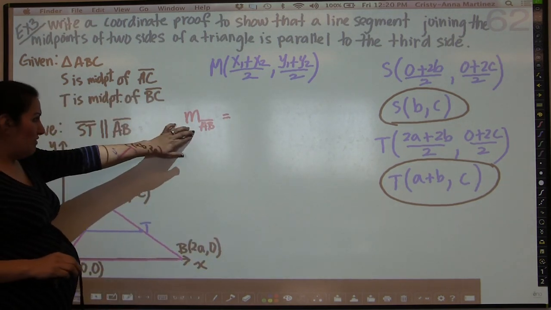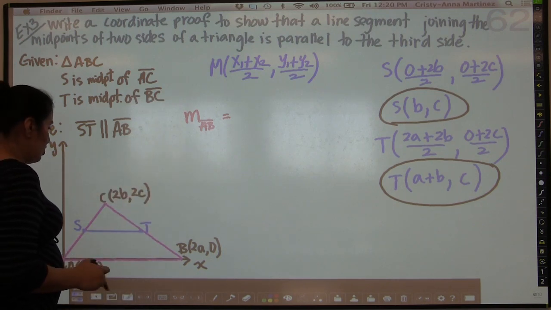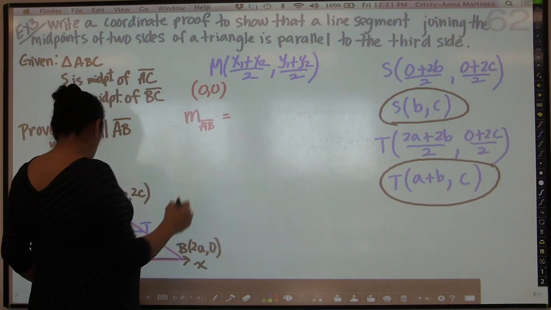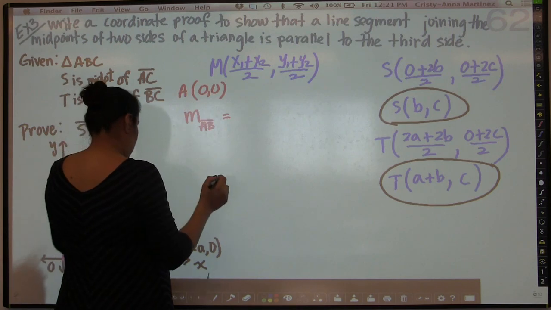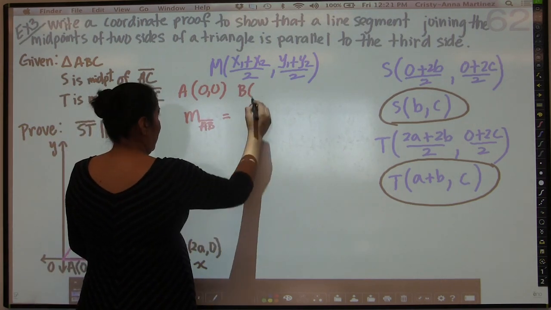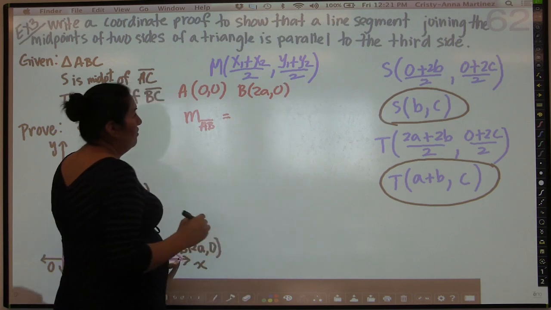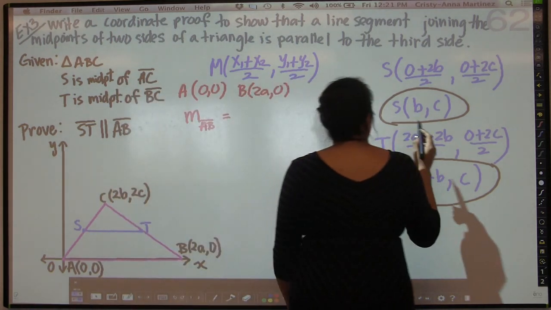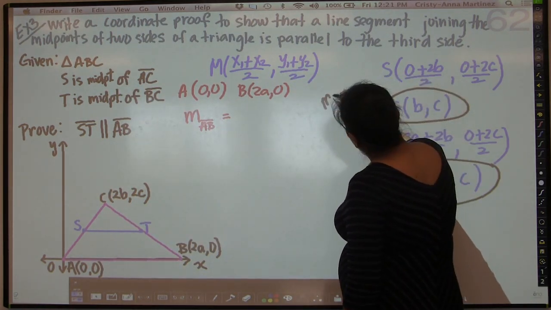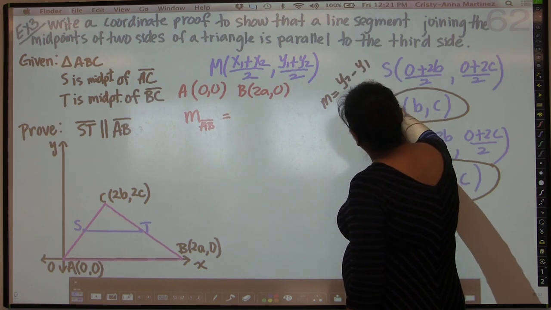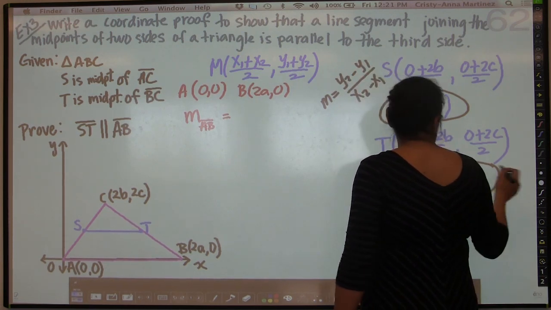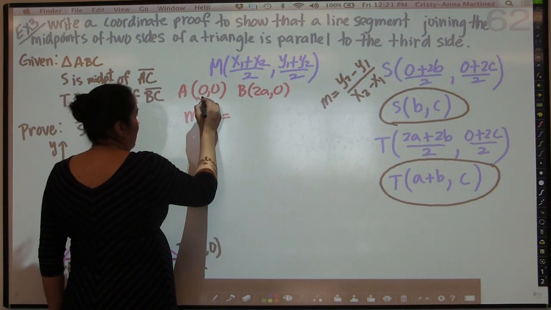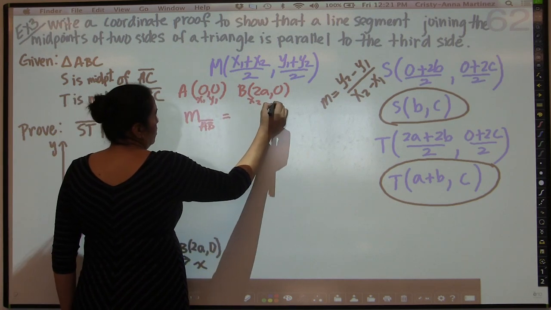So this represents the slope of AB, and you remember that with the slope of AB, you take the two points. So I have 0, 0, that's point A, and B was 2a, 0. The formula for slope, if you don't remember, is y2 minus y1 over x2 minus x1. That was the slope formula. So I'm going to use that formula, and I'm going to claim that this is x1, y1, x2, y2.